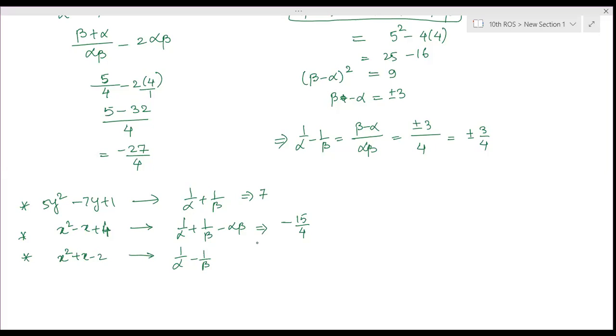Ma'am, 9 by minus 2. No. Ma'am, even I'm getting 9 by minus 2, from where will you get the square root? You have not found it out. Beta minus alpha whole square is 9. So what is beta minus alpha?